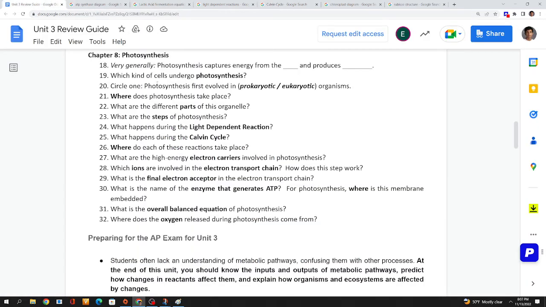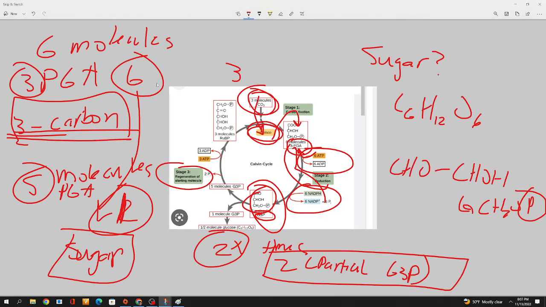Not really needed for the AP test again, but you kind of have to know it. But the biggest point is that real sugar is not made in the Calvin cycle, okay?